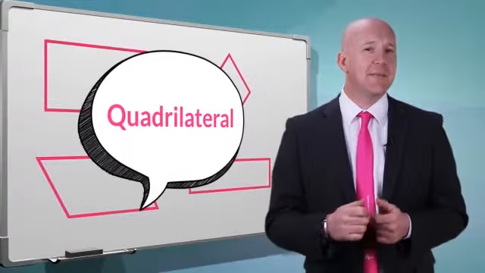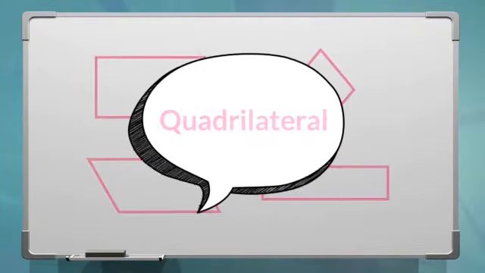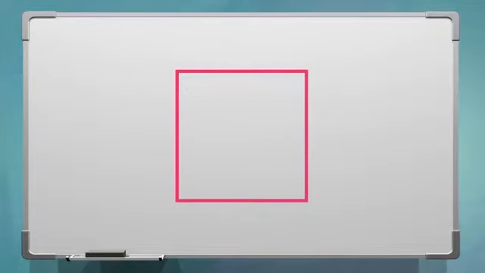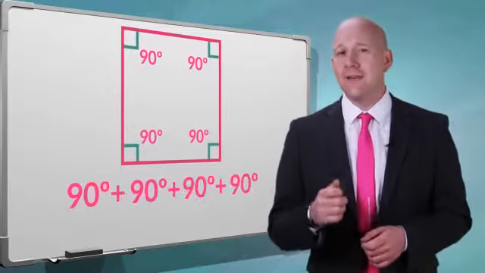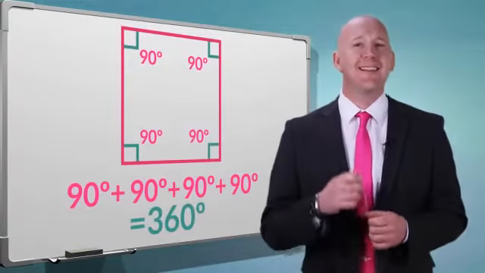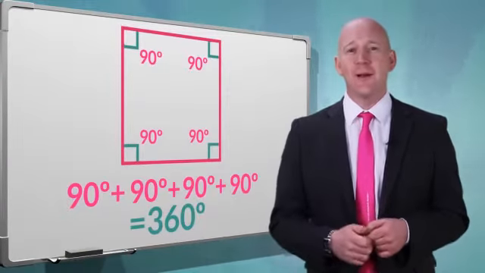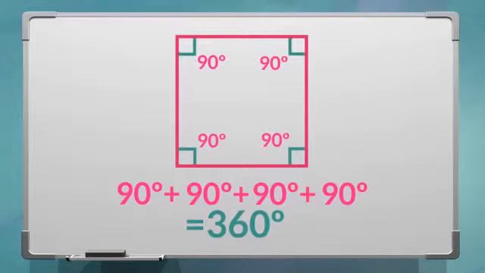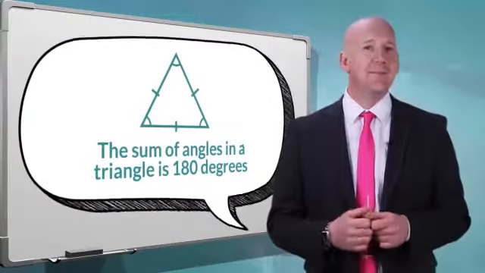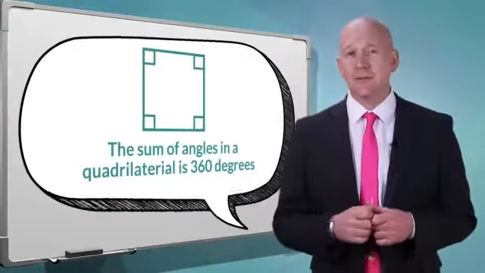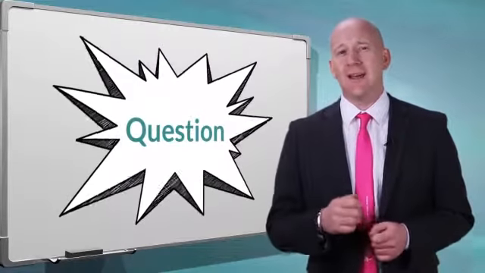Actually, it's quadrilateral. The easiest way to remember the sum of angles in a quadrilateral is to think of a square. Each angle is a right angle, which is 90 degrees, so 4 right angles will mean 4 lots of 90 degrees, which makes 360 degrees. And by some fantastical coincidence, this also applies to any quadrilateral. So to recap, the sum of angles in a triangle is 180 degrees, and the sum of angles in a quadrilateral is 360 degrees.